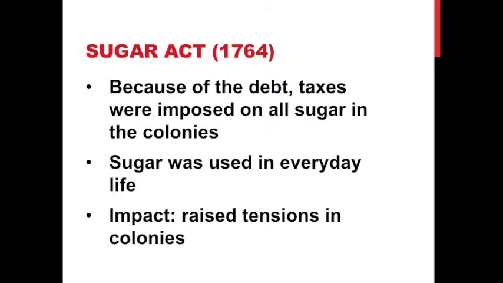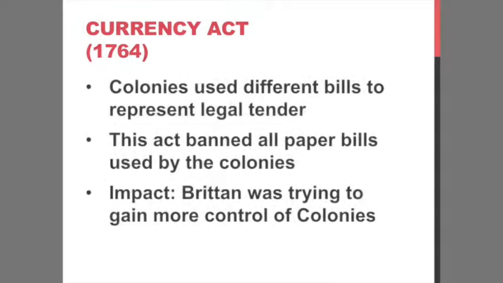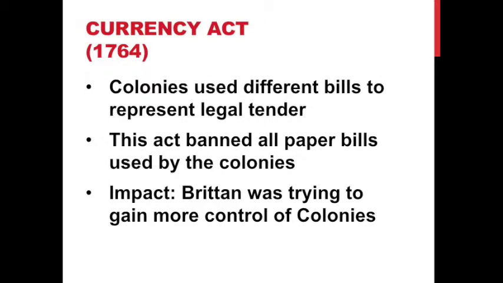Next came the Currency Act, which was an act placed on the colonies to get rid of all their different bills that they used as legal tender. They wanted to keep the colonies on one legal tender to use that was the same as the British. This was just another tool that the British used to gain more control of their colonies.